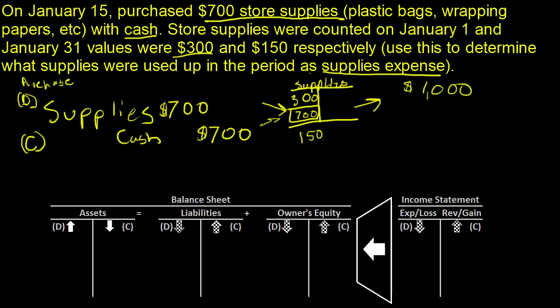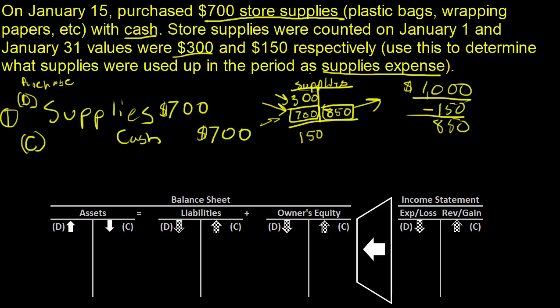And at the end, we had $150. Well, the only way to get there is if we used $850 of supplies. $850 of supplies is what we had to use because it's the 1,000 minus that 150, and that's how we got to the 850. And remember, the 1,000 comes from this 300 and then the 700 from the prior entry. So this is seeing if you know how the entries actually impact each other, because we did this purchase as the first one, and then we want to show the supplies expense.